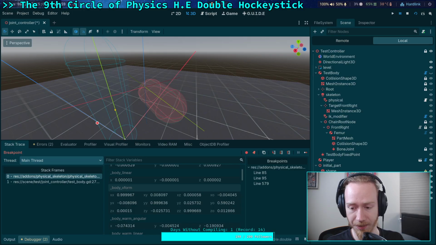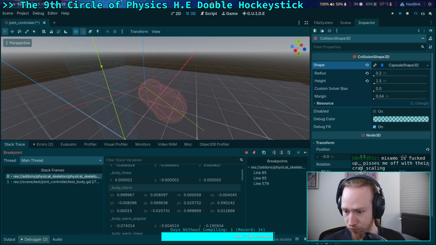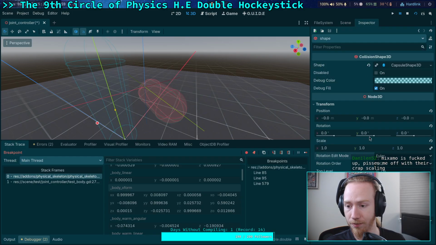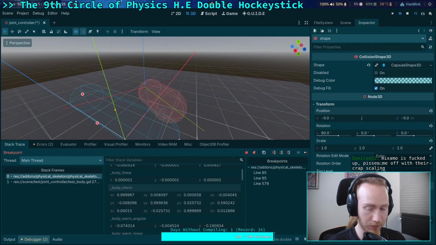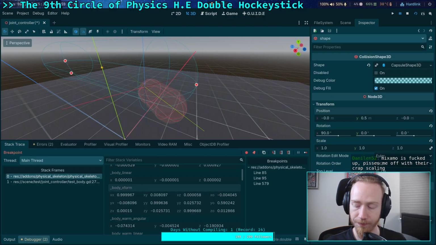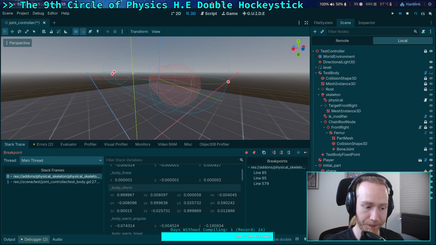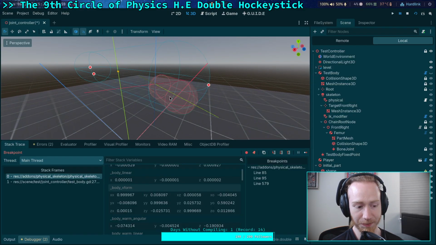So I'm assuming what happens is it comes out of this and says 0.5. It'll come out of this and say we moved 20 degrees and we're only supposed to move 10. But in reality, this has barely changed. Mixamo is messed up. Scaling?